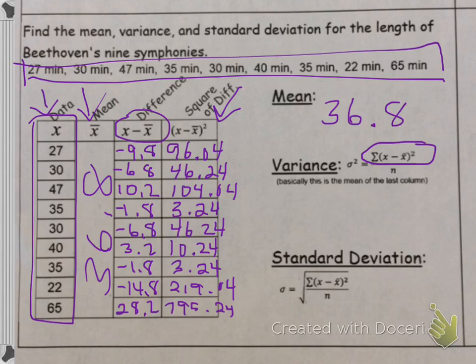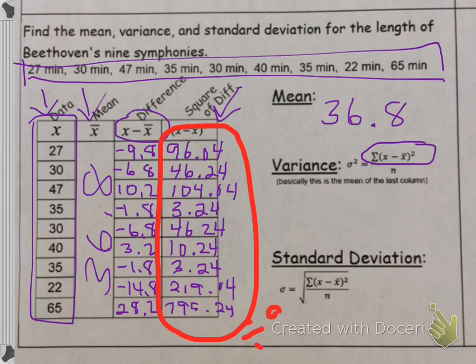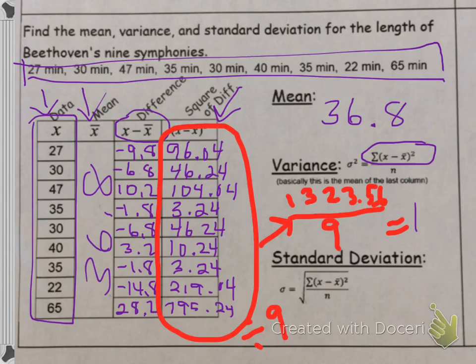So I'm going to take my calculator and add all of these numbers right here together. And because there are 9 numbers, I'm going to divide that number by 9 to give me my variance. When I did that on my calculator, I got 1,323.56 divided by 9. And after I punched that in my calculator, I got 147.06 for my variance.